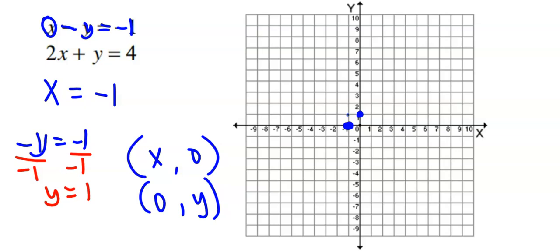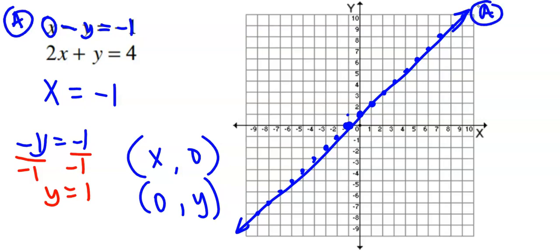Looks like it has a rise of 1 and a run of 1. So I can continue to make more points using that pattern. I don't have to, but it makes my line more accurate. I'm going to label this line A, and I'm going to label my graph A. Now for my second line.